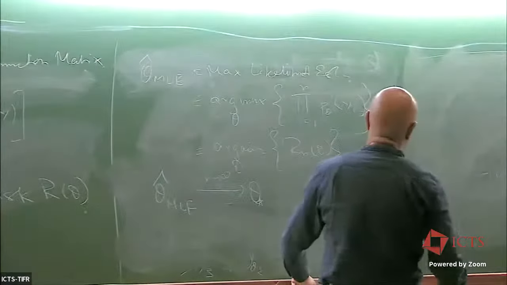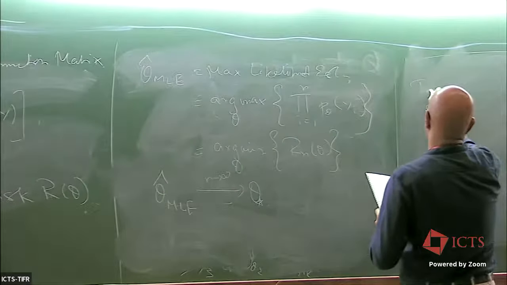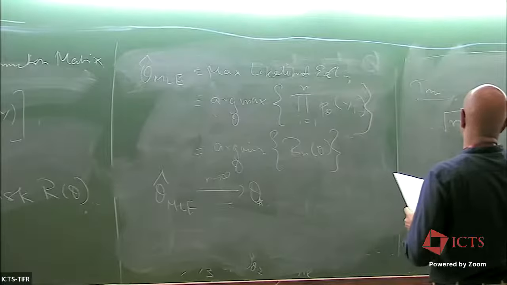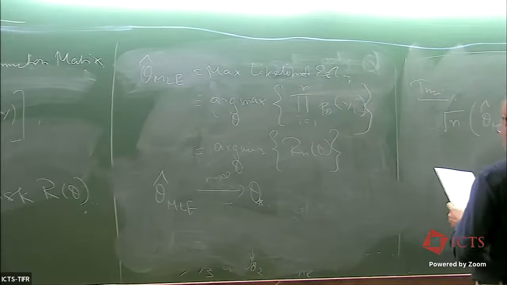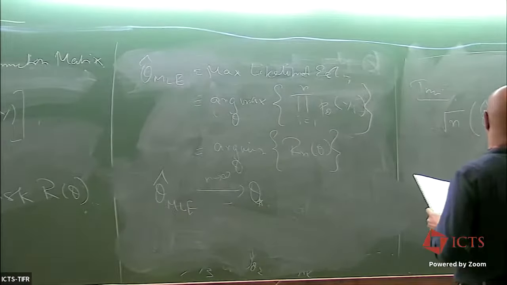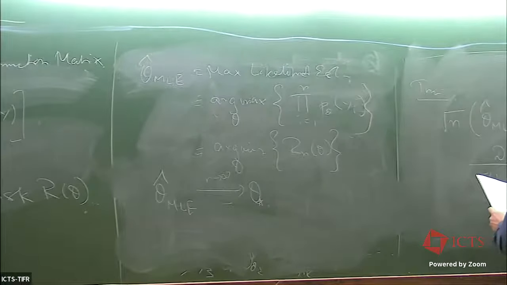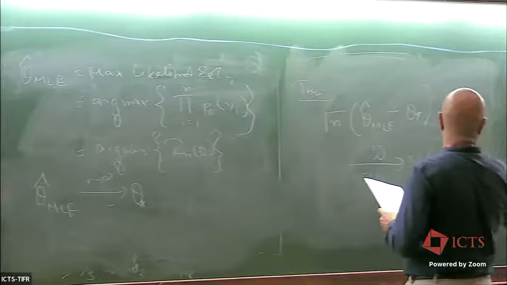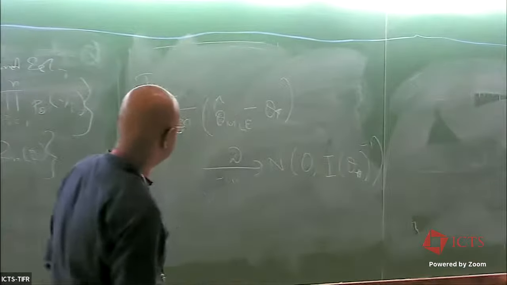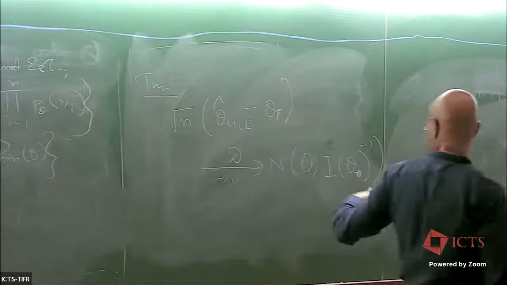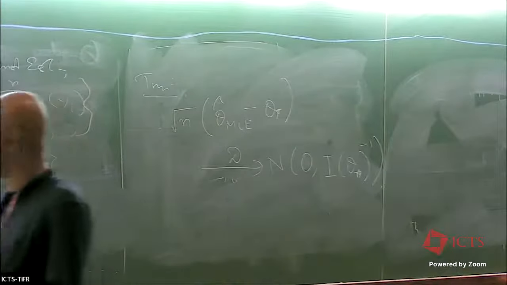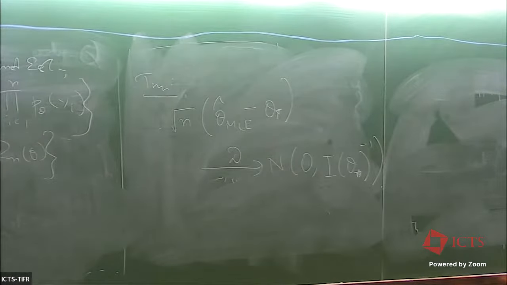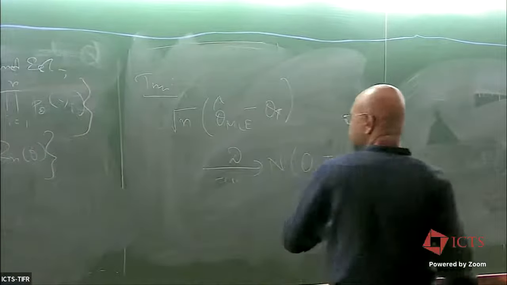Under these conditions, there is a classical theorem which tells us that square root n, where n is the number of observations, times theta hat MLE minus theta star, converges in distribution to a normal with mean 0 and variance which is the inverse of the Fisher information. So it's the Hessian of the risk R theta, inverted. That's the standard error. So what does that mean?